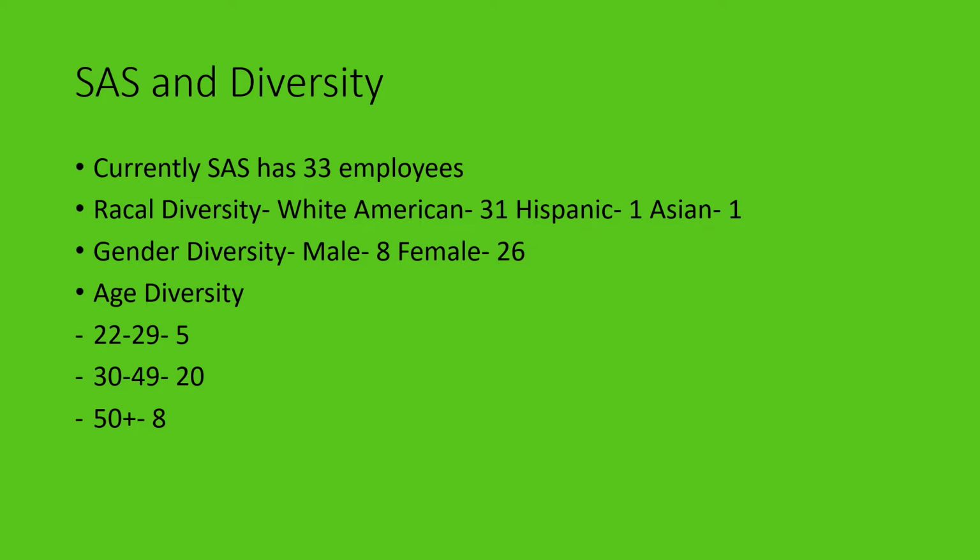Currently, SAS has 32 employees, of which 32 are full-time employees and 1 is a part-time student worker. In the area of racial diversity, 31 of those 33 employees are white American. 1 is Hispanic and 1 is Asian. The 1 Asian also happens to be our 1 student worker, who is the only part-time employee in a department of 33.